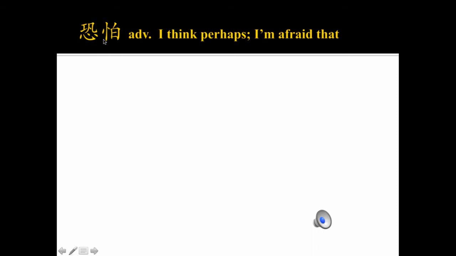恐怕 is an adverb, meaning I think perhaps, I'm afraid that. But please pay attention that we don't usually say 我恐怕 in Chinese. It's not a direct translation from English to Chinese. I'm afraid that, 恐怕, okay?